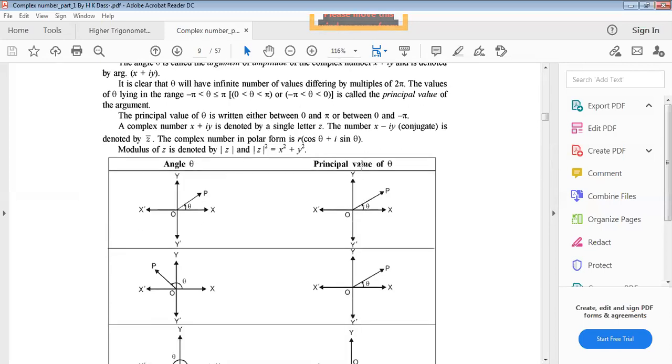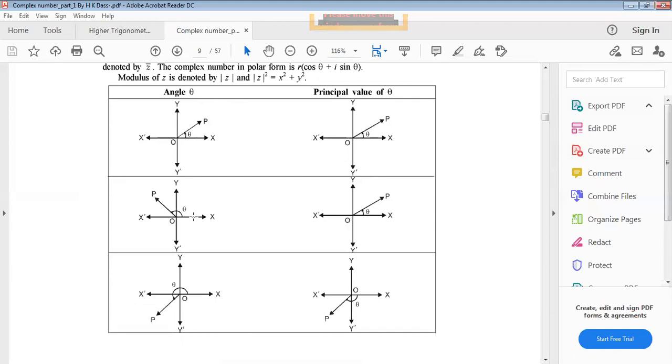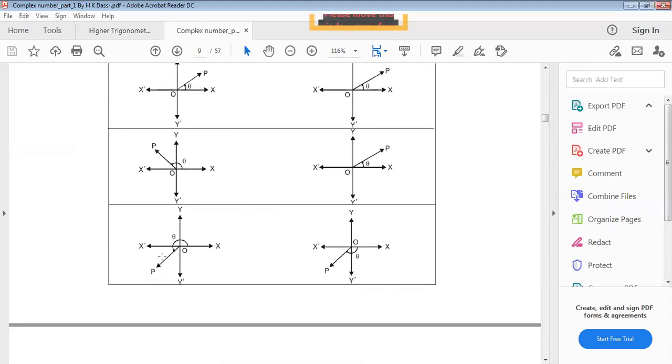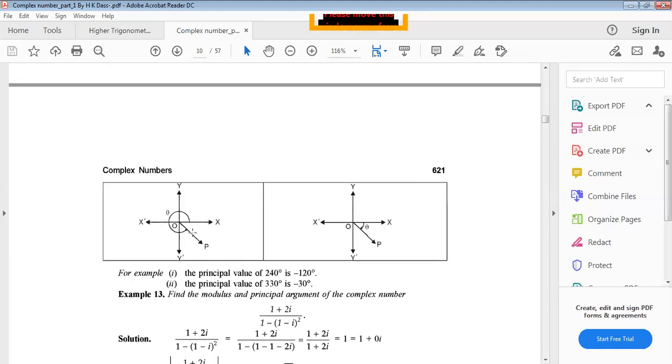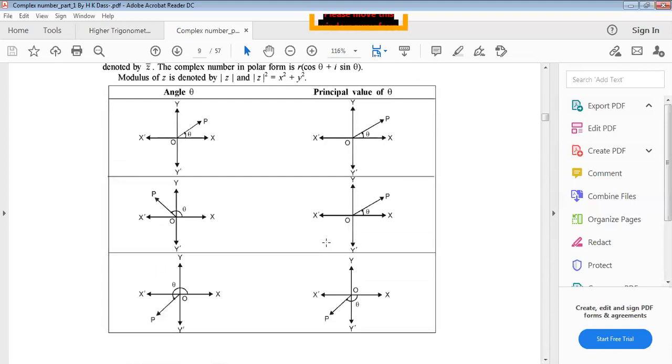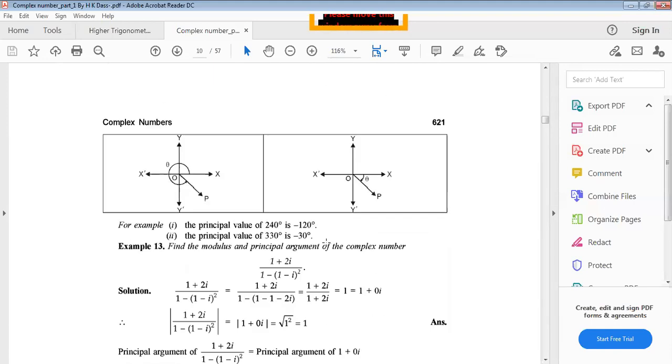For different angles, we get the principal value. For this angle, we get principal value θ. For an angle more than 90 degrees, we get the principal value this way, by subtracting from this. Another, in the third quadrant, for this angle, we get this angle, just the opposite one. That means for different kinds of angle, we get the principal value θ.